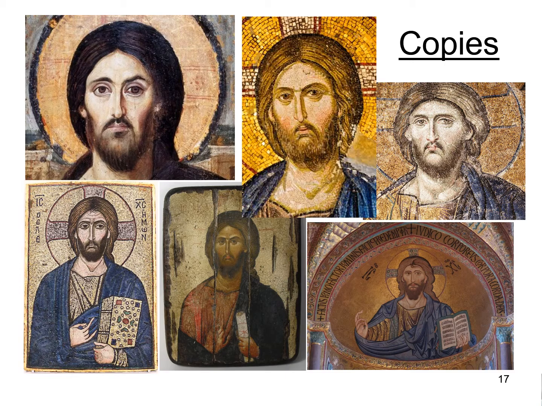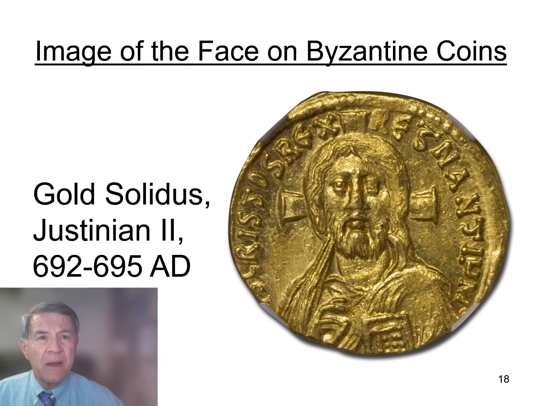The image of the face on the shroud through the Christ Pantocrator painting was copied many times in Byzantine art. The image of the face on the shroud was also placed on Byzantine coins starting in about 692 to 695 AD. This is a gold solidus minted under Justinian II. For the Byzantine emperor to move his image to the back of the coin or take his image off the coin indicates this image of the face on the shroud was well known and revered.